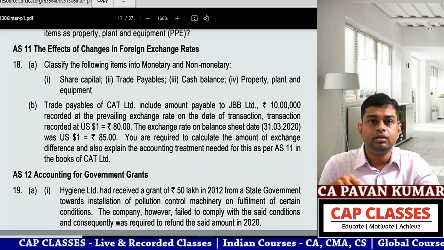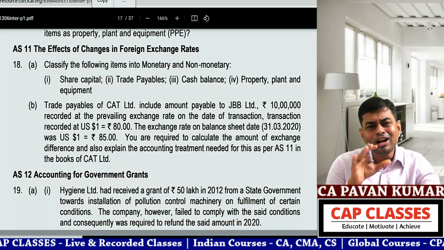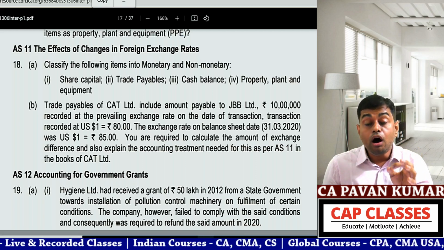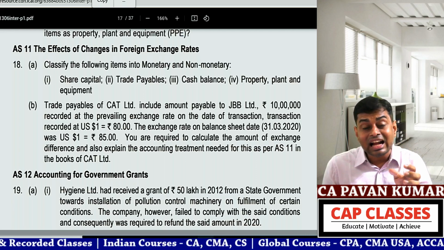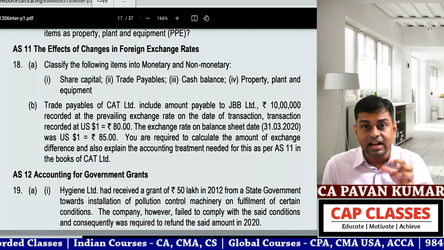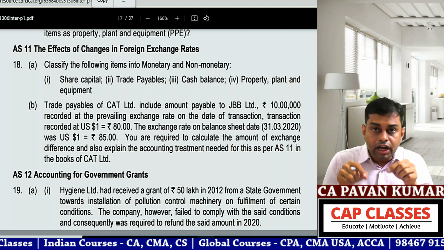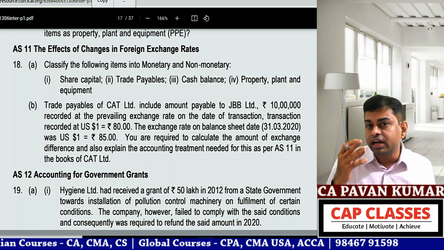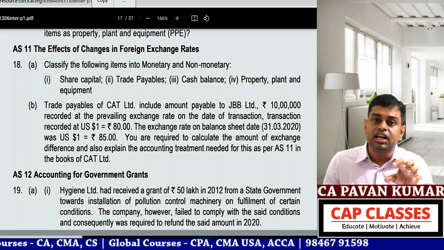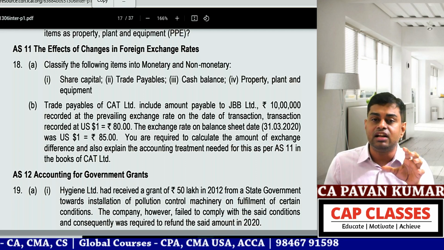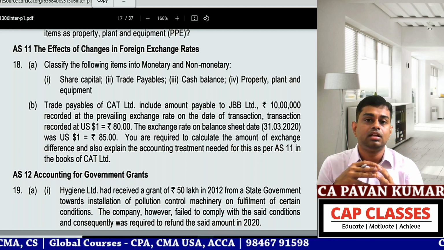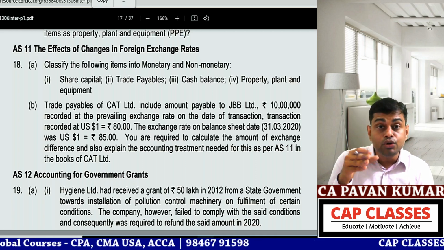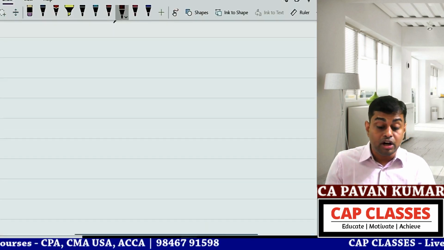18A, finished. Very good. Pavan sir, what is the significance of monetary and non-monetary items, Pavan sir? Simple. All monetary items will be translated from foreign currency into functional currency, domestic currency, using the exchange rate on the balance sheet date, which is known as the closing rate. But non-monetary items, once recognized, will not be revalued on every balance sheet date. That is the reason monetary and non-monetary is very important.